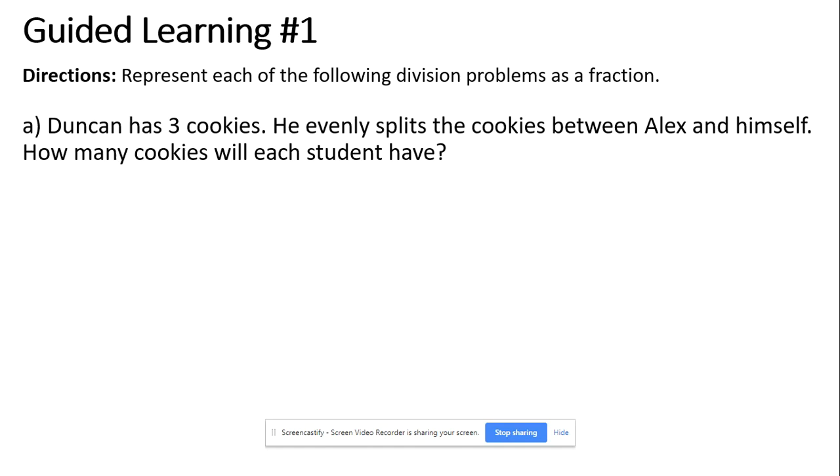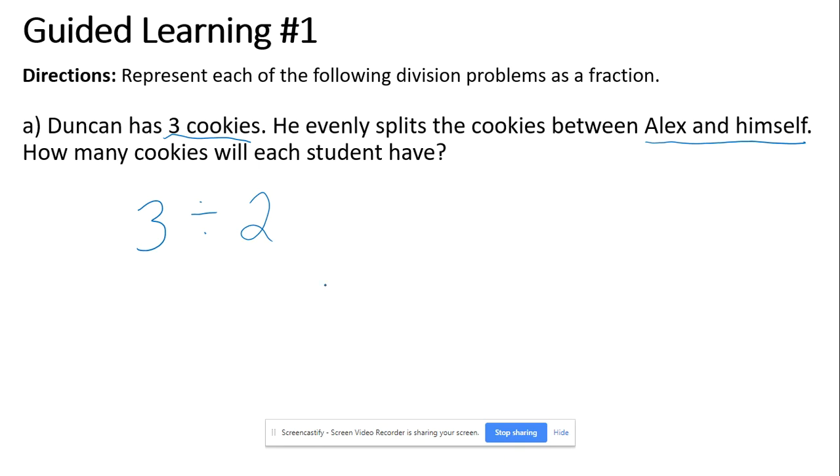Duncan has 3 cookies. He evenly splits the cookies between Alex and himself. How many cookies will each student have? So Duncan has a total of 3 cookies. He's splitting them between 2 people. So I know that we're dividing 3 divided by 2. Well, I know 3 divided by 2 isn't going to go in evenly. We're going to have a remainder.